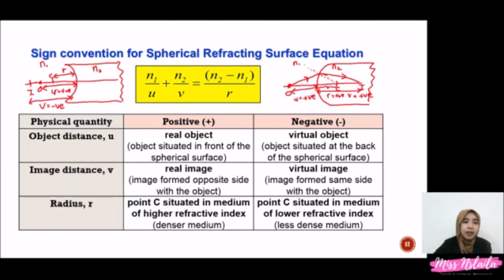What about R? Look at this position. If point C is situated in a less dense medium, then R will be negative. Okay, so try to understand this sign convention table and we can apply it in the next example.